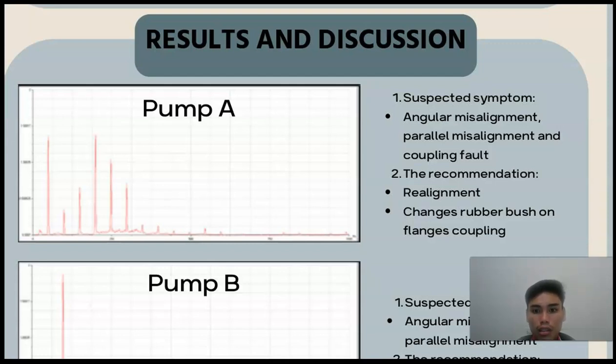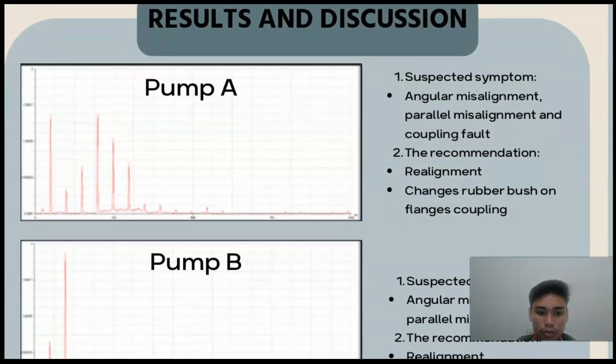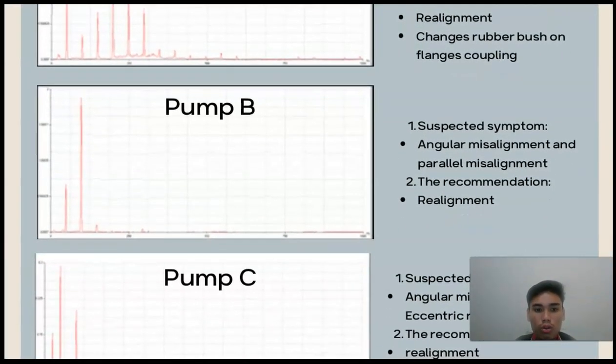The recommendation to cope with the symptom is the realignment back the motor side of the pump and then change the rubber bush on flange coupling to decrease the coupling fault recorded. Next, we go to the pump B.